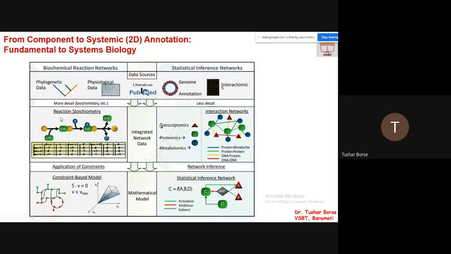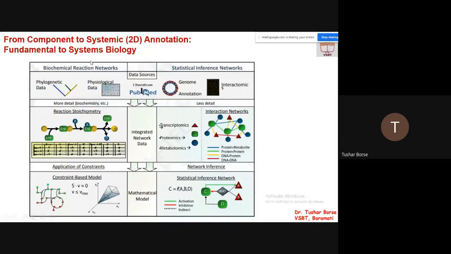You can see one picture given here: you first try to understand that if A has to be converted into B and B has to be converted into C, then for that you require enzymes. So you are studying all those details which are actually happening in the cell, and then you try to develop a network. That kind of network is called the biochemical reaction network, right?